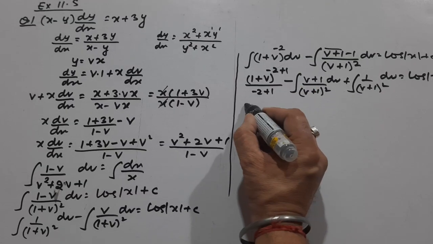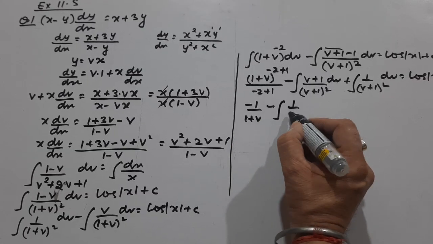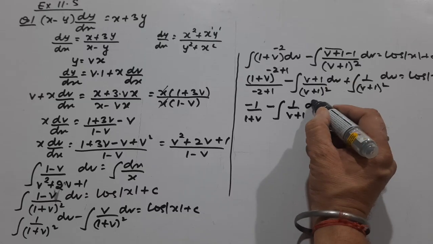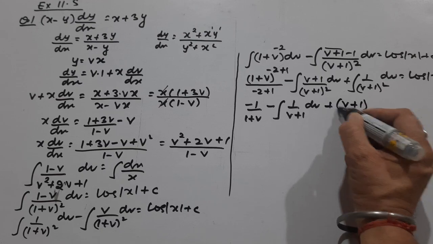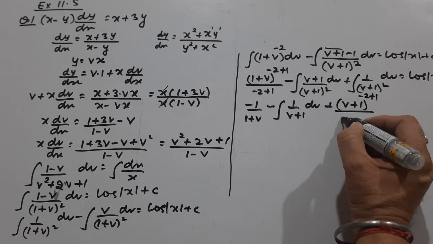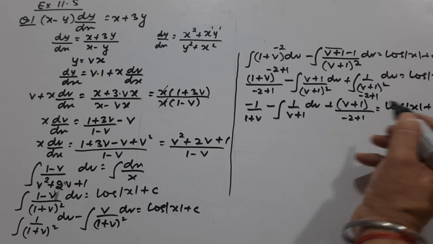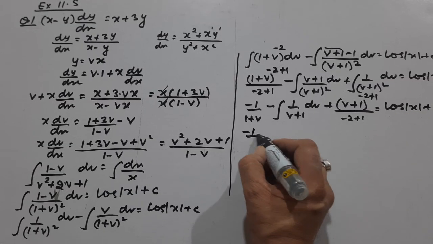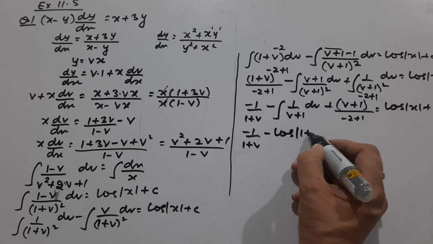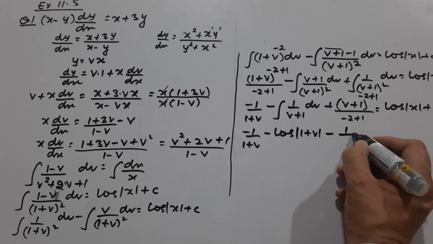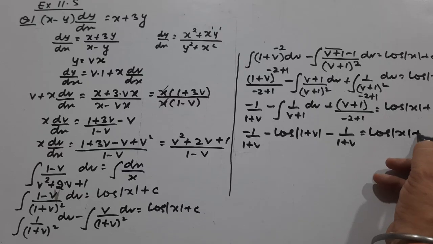Right, now here we get minus 1 upon 1 plus v, and here we get 1 upon v plus 1. One factor gets cancelled, and integrating this factor we get again (v plus 1) to the power minus 2 plus 1 upon minus 2 plus 1 equal to log x plus c. So minus 1 upon 1 plus v, the integral of this factor is log (1 plus v), and here we get 1 upon 1 plus v equal to log x plus c.